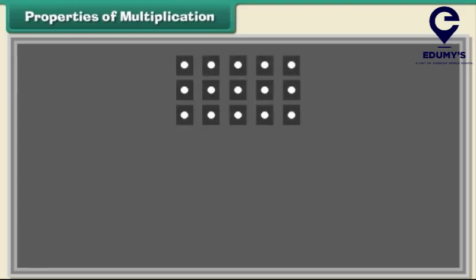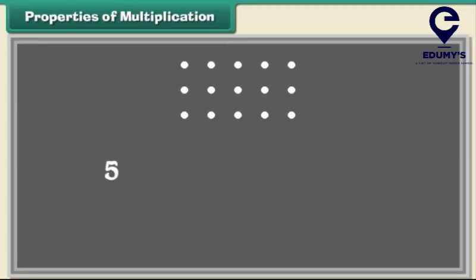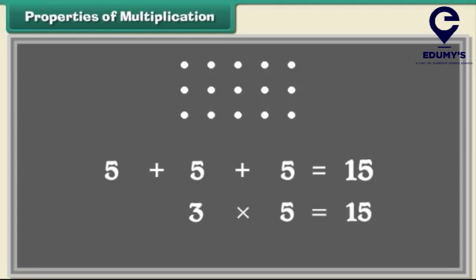Properties of multiplication. Now let us learn some properties of multiplication. Look at these dots. There are 3 rows of them. In each row, there are 5 dots. How do we find out the total number of dots? We add 5 3 times. In other words, we calculate 3 times 5. We can write it as 3 multiplied by 5, which is equal to 15.